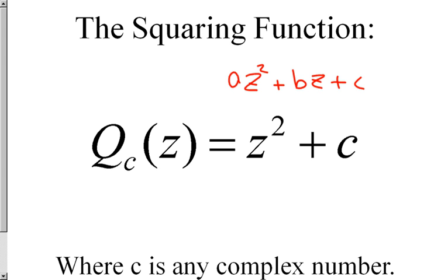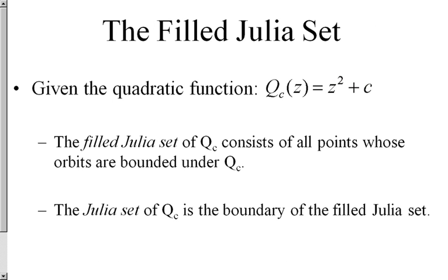C squared, squaring function. This is a crazy one. Okay, so filled Julia set. Given the quadratic equation z squared plus c in complex, the filled Julia set of q sub c, for our case q sub 0, consists of all points whose orbits are bounded under q sub c, meaning it tends toward either 0 or 0.